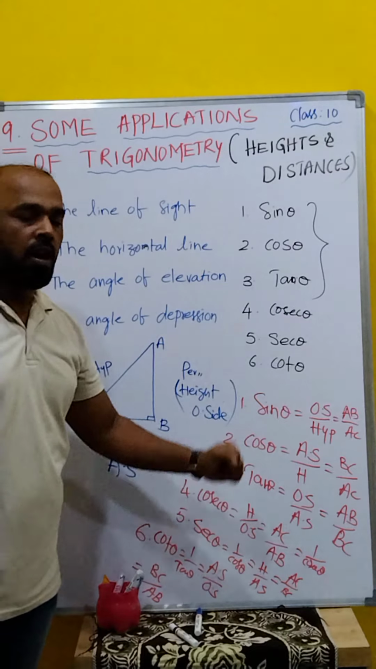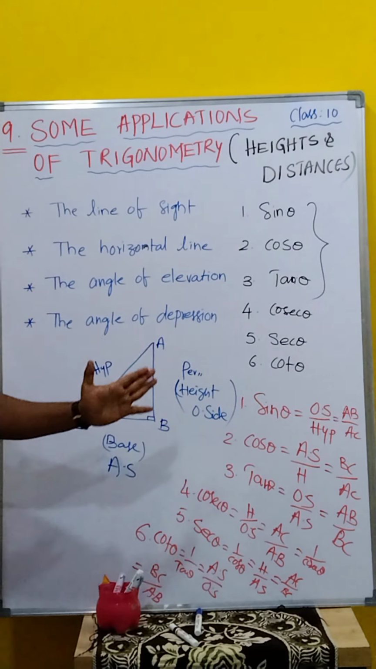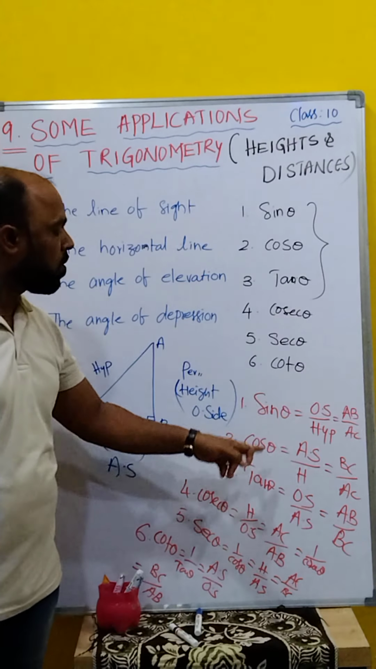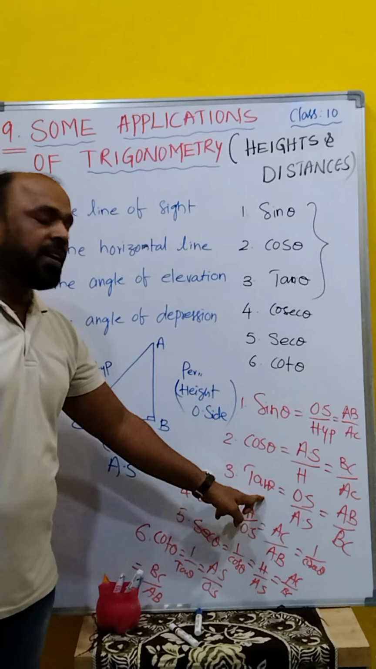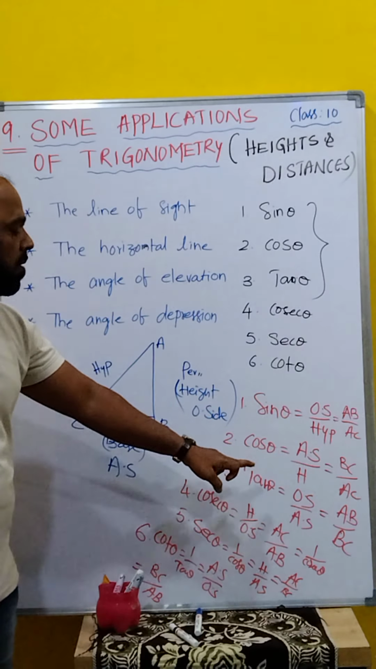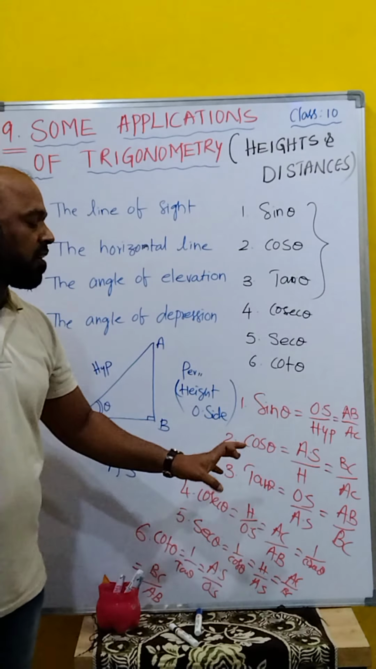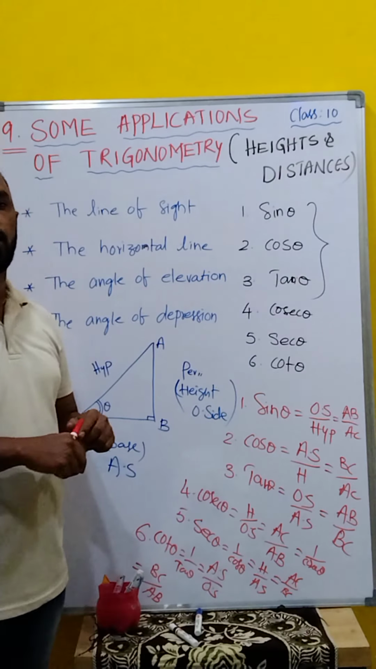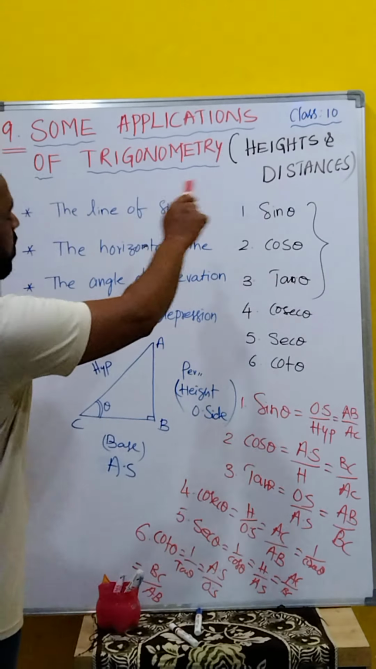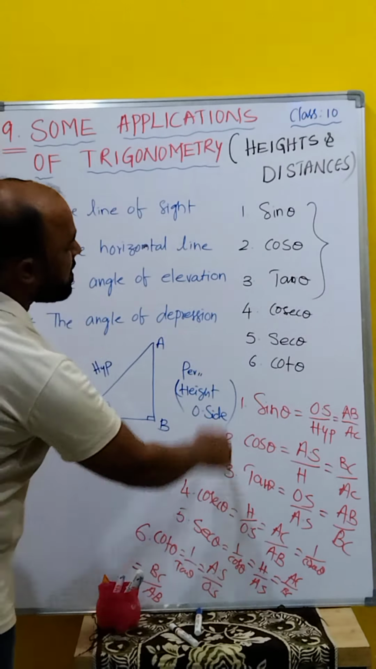Using these ratios in heights and distances, approximately 90 to 95% we are using only tan theta. If you know tan, then cot also we know. And the remaining 10%, sin and cos we have to use, because sometimes we have to find the hypotenuse also. Clear, children? If you are perfect in these ratios, then this is the easy thing. Yes, you can find heights and distances.